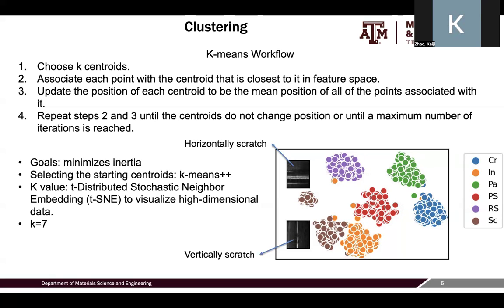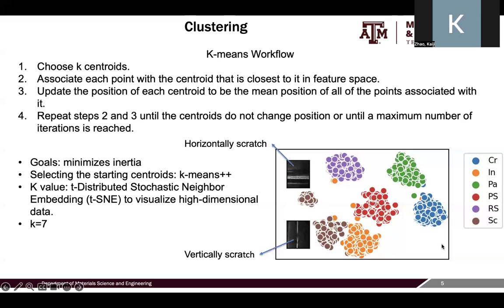The next thing is choosing the k value. In this study, they choose to use a method named t-distributed stochastic neighbor embedding, or t-SNE, which uses a nonlinear transformation to project the high-dimensional data to 2 or 3 dimensions, so that it can be analyzed visually. On the t-SNE maps, points that cluster together in feature space are also likely to cluster together on t-SNE maps.